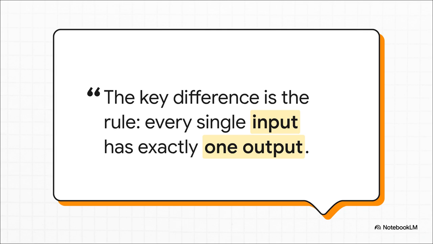So let's just wrap up the big idea here. All functions are relations, but, and this is a big but, not all relations get to be functions. The only relations that get that special title are the ones that follow that strict rule. Every single input has to have exactly one output. You know, this rule is what makes them so powerful. It lets us predict outcomes, which is really the foundation of, well, everything from science to computer programming.